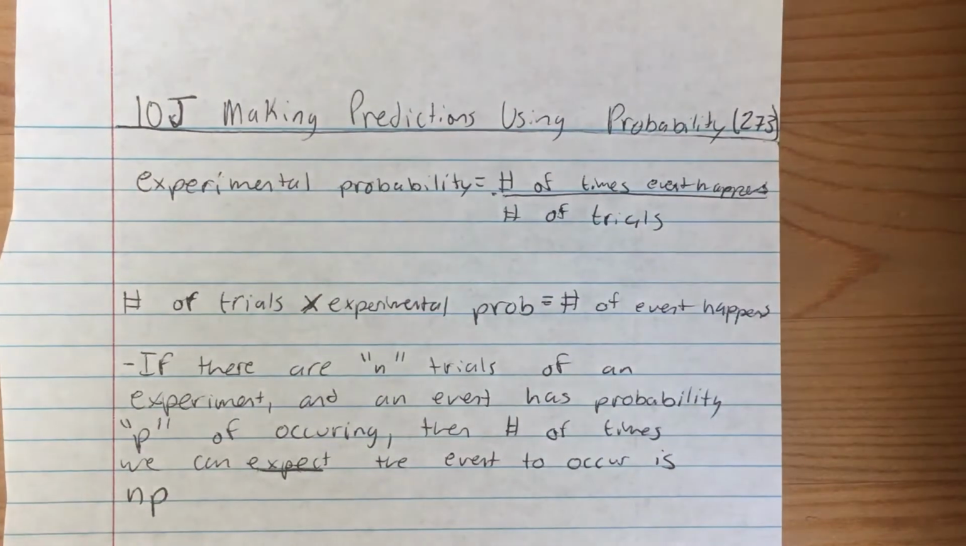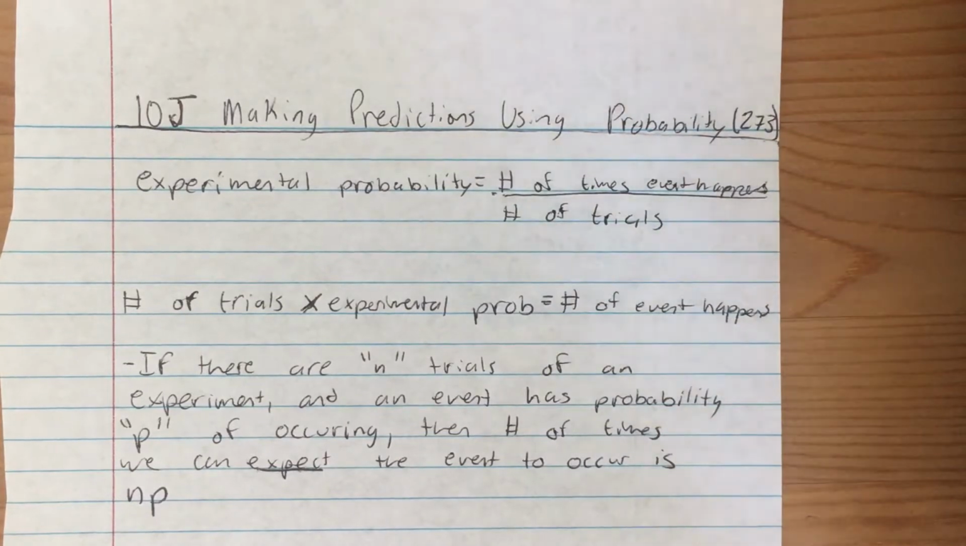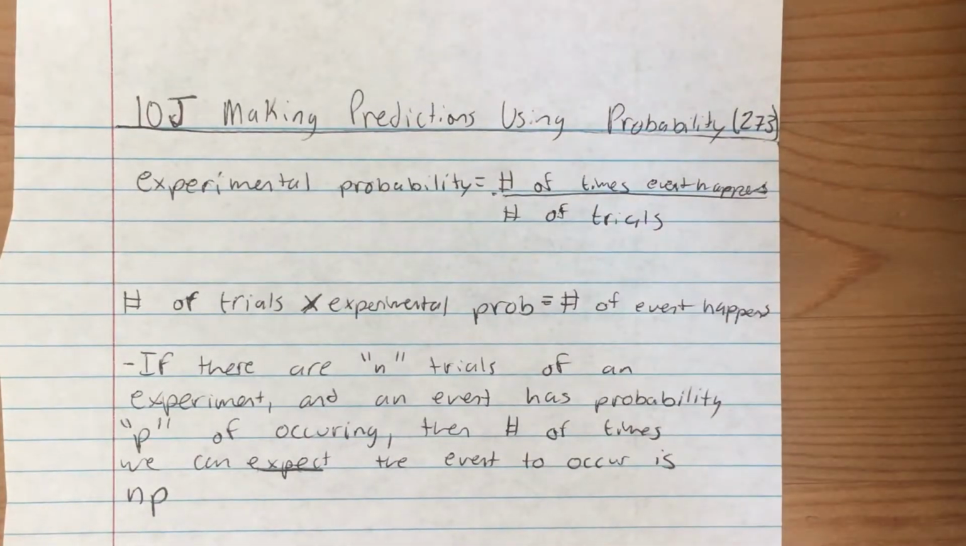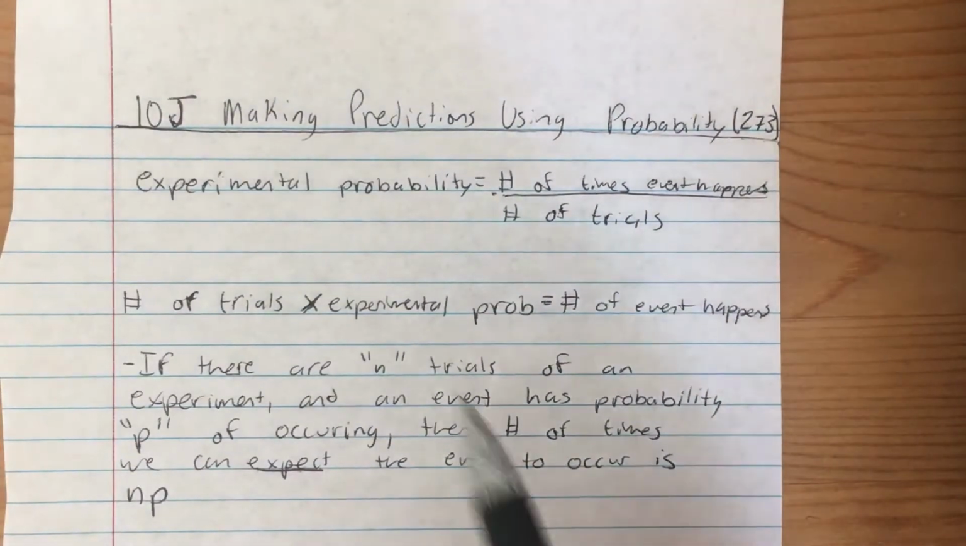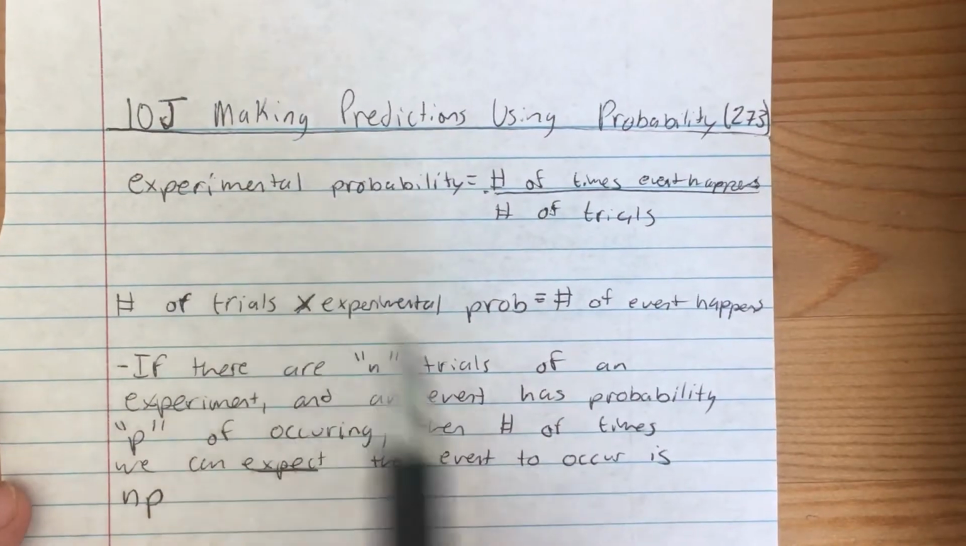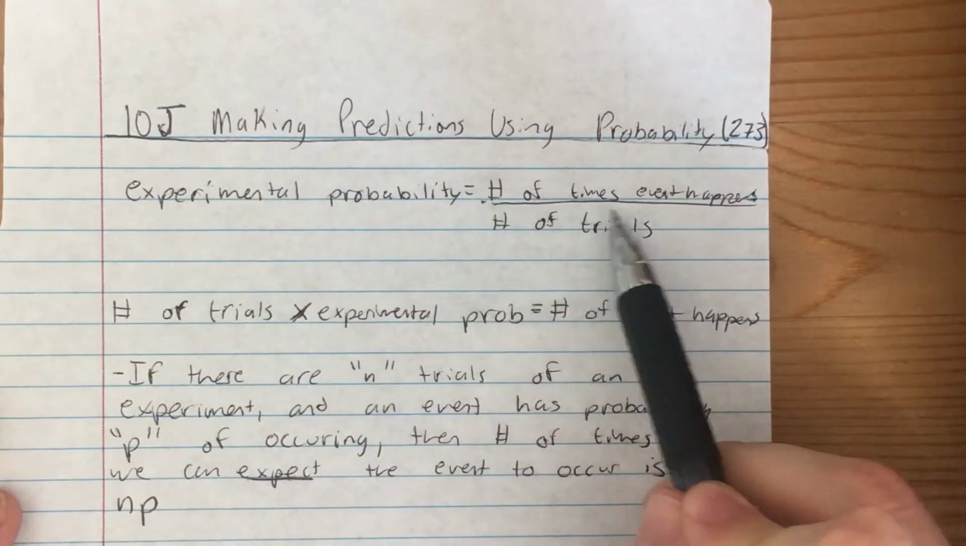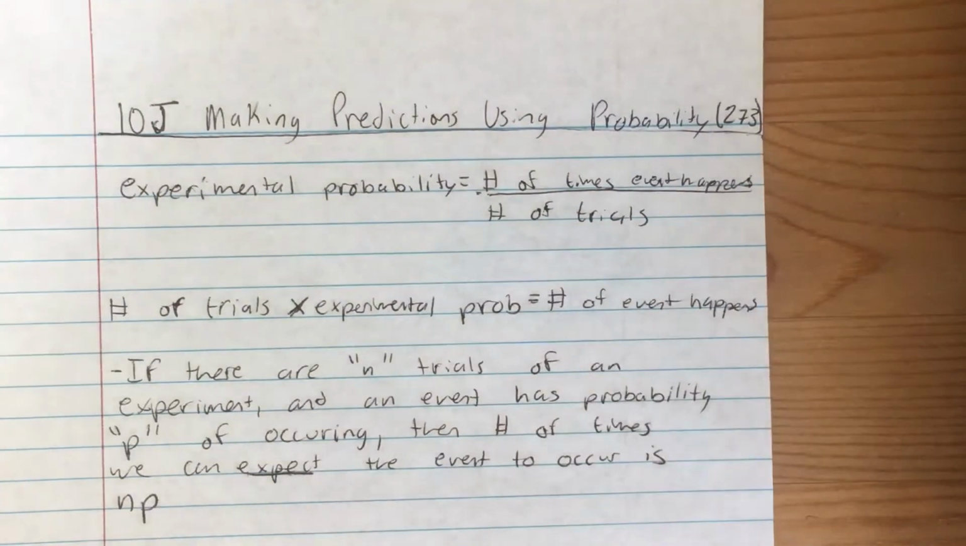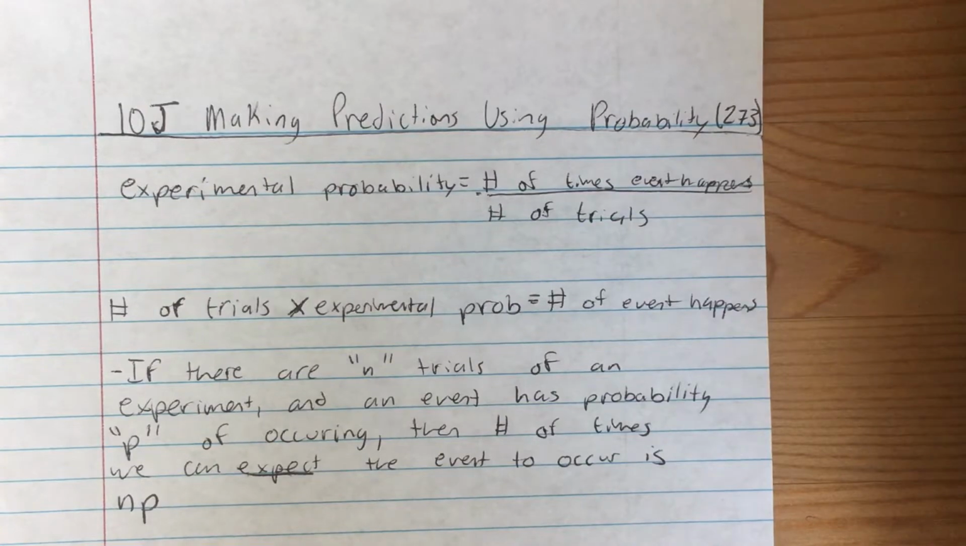So the last thing that we're going to look at today is making predictions using probability. This is out of page 273. We went over earlier in this probability unit that you calculate experimental probability by doing the number of times something has happened divided by the number of trials. And so what we're going to look at today is how to get the expected probability of something.